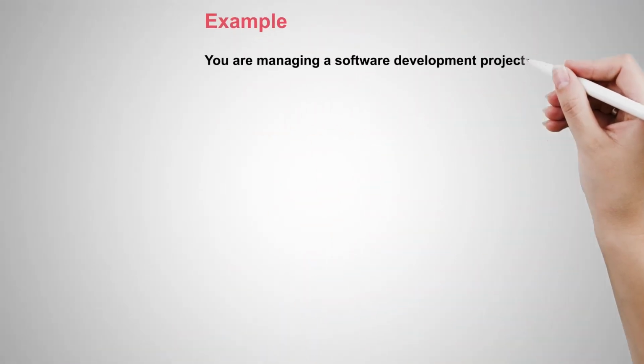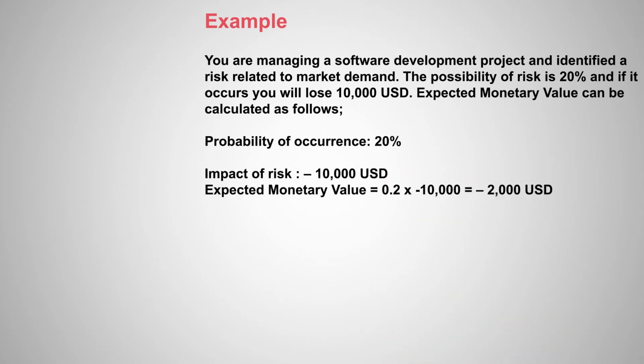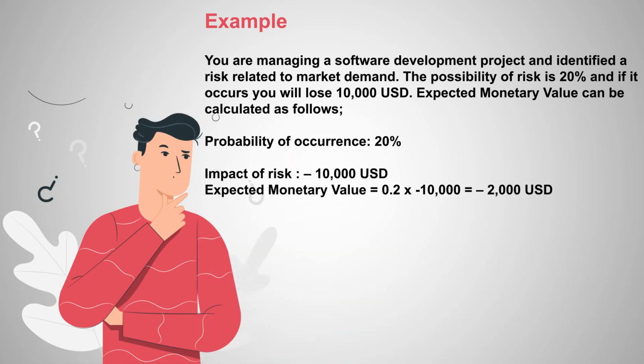Example. You are managing a software development project and identified a risk related to market demand. The possibility of risk is 20%, and if it occurs you will lose 10,000 USD. Expected monetary value can be calculated as follows: probability of occurrence 20%. Impact of risk 10,000 United States dollars. Expected monetary value equals 20% times minus 10,000 USD, which equals minus 2,000 USD.